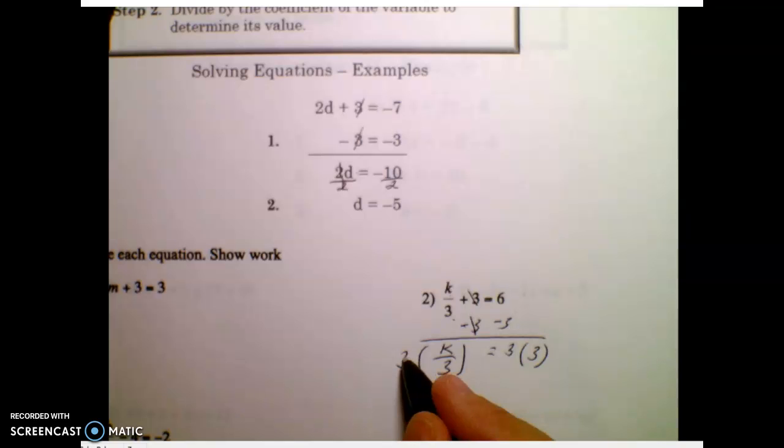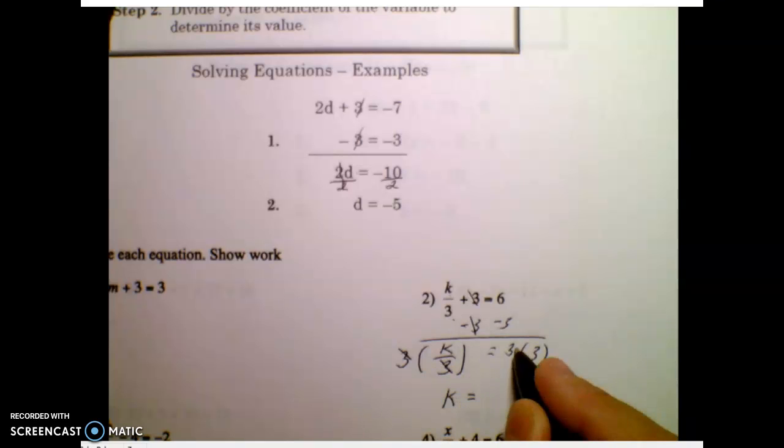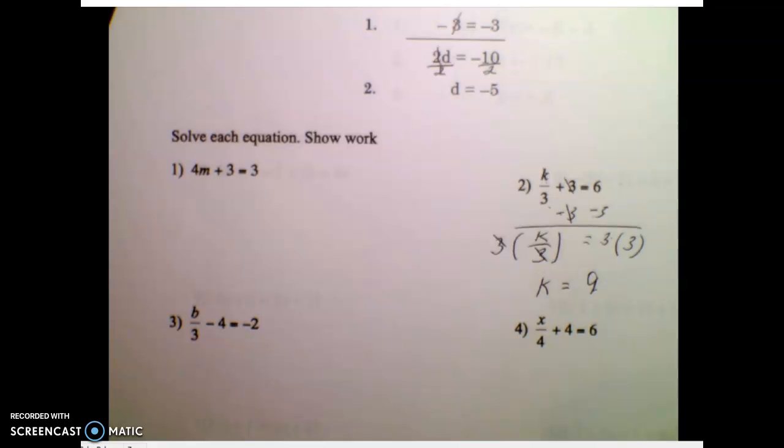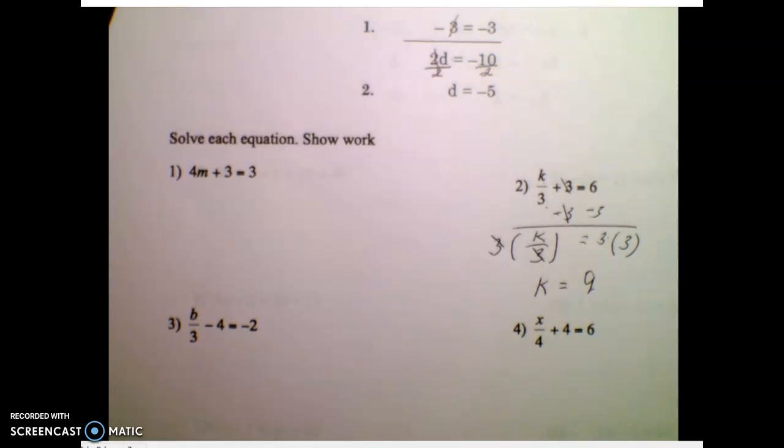On this side, I have 3 over 3. 3 over 3 is equal to 1. So I can cancel it. On this side, I have 3 times 3, which is 9. And I'm done. Letter on one side, number on the other side. Okay, on this page, you have another 4 problems to practice. So I'm going to ask you to pause the video and do those 4 problems.